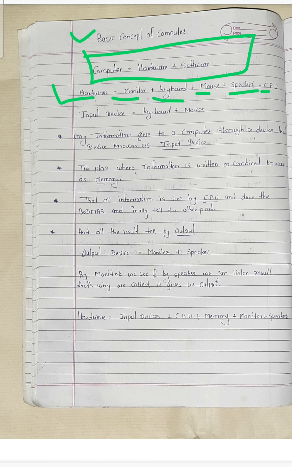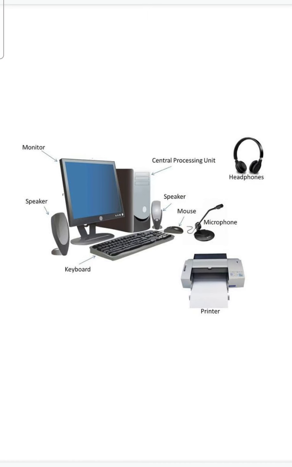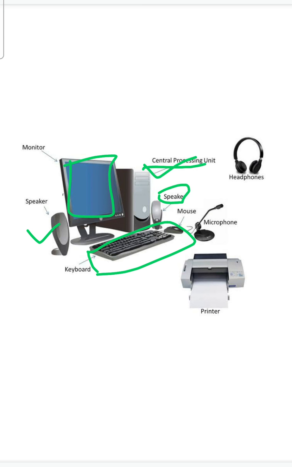So here is an image which can tell you exactly what hardware is. Hardware is nothing but a physical component. So here is a monitor, this is a speaker, this is our keyboard. We can touch it easily, like the CPU. CPU means central processing unit. Then the speaker, we can touch it easily, so this is our hardware. Okay, so let's move on to the next topic.